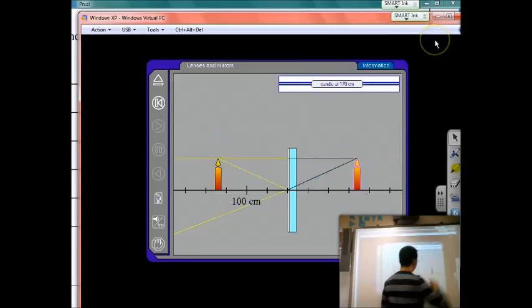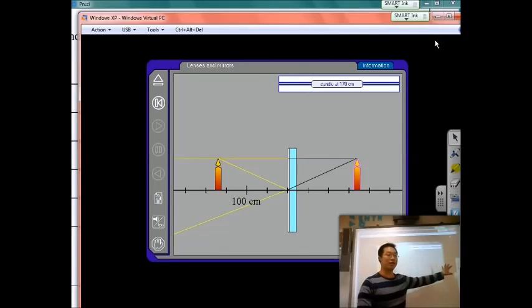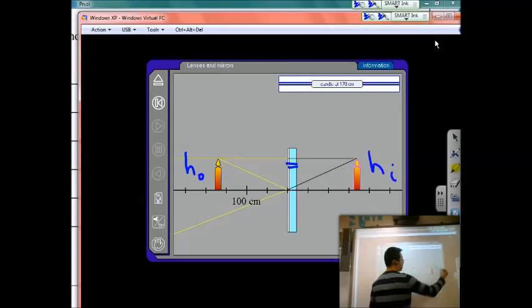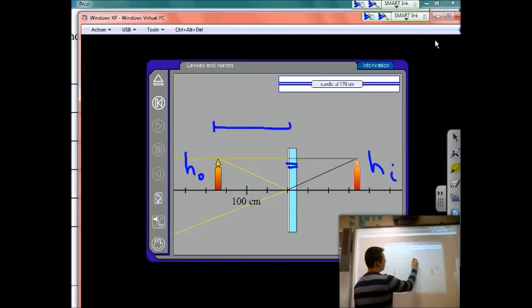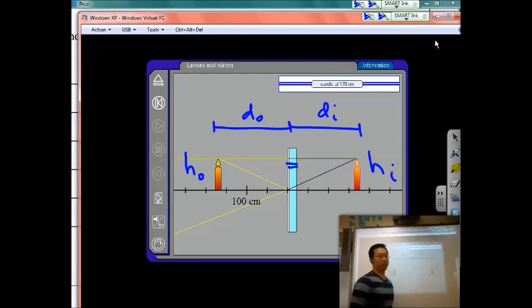But for now, just understand that the candle, okay, will always have its lines match up on the equal distance on the other side. So the height of the object is going to equal the height of the image, and also understand that the distance of the object from the mirror is going to equal the distance of the image from the mirror as well.